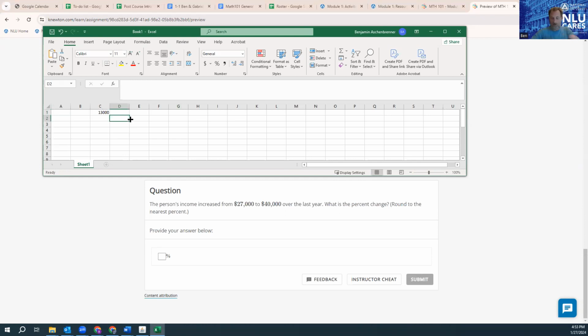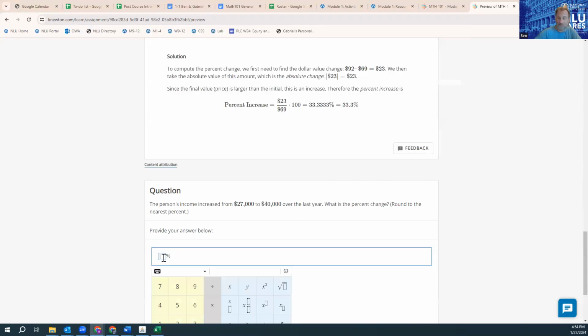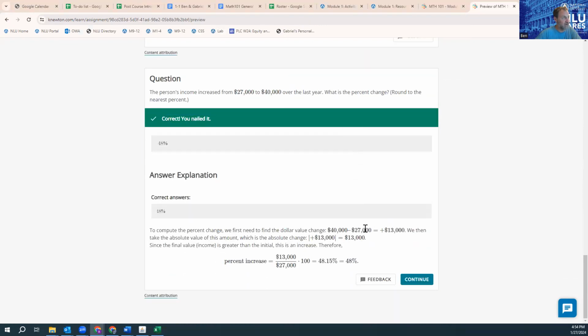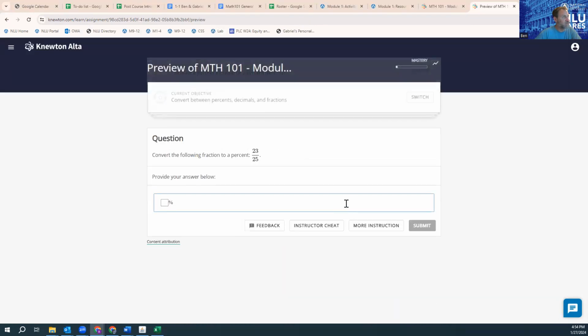So how much did it go up? 13,000 divided by where it started, which was 27,000. I got this number. I can have Excel format it as a percent, rounded to the nearest percent. Excel's already done that for me. I'll punch in 48 here, see what happens. Hallelujah. All right. Continue. So now we're back to doing more of this.